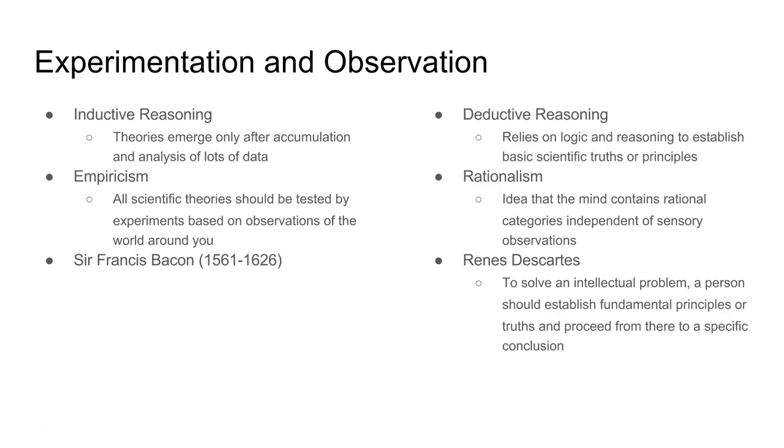this physical world. So Descartes argues to solve an intellectual problem, a person first needs to establish fundamental principles or truths, and then from there they can draw a specific conclusion simply using logic and reasoning. And again, Bacon is the opposite, where he wants tons of data to then build these conclusions. Descartes says you don't even need data, you can just make logical inferences. So these are the big, huge changes and names in the scientific revolution.